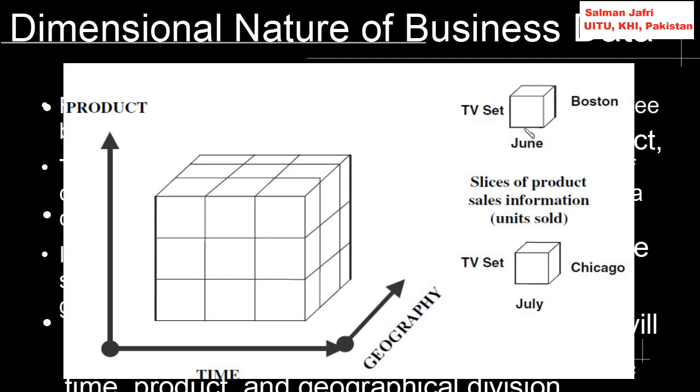For example, we can see this subcube, which is for June, and what is the product? TV set, and this line would represent the sales for Boston, right? Similarly, if we take the product dimension as constant, so TV, and we move ahead, we might be looking at the sales of TV set for July, and if we move further down, we might have from Boston to Chicago, right? So this is how this three-dimensional cube, or data cube as it is called, can be interpreted.